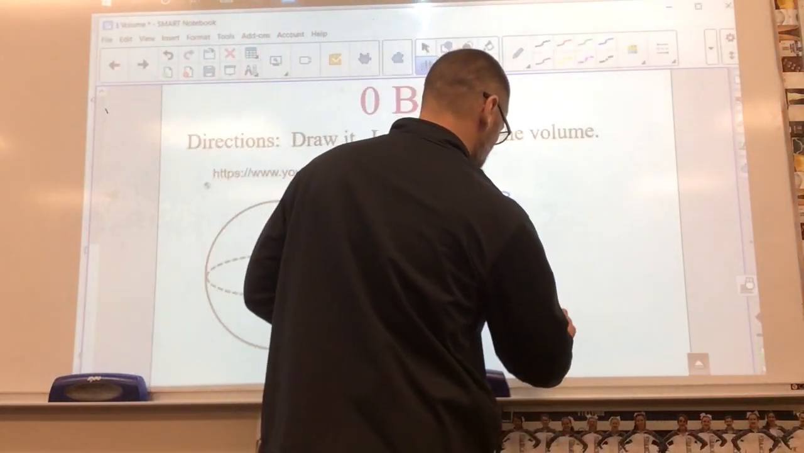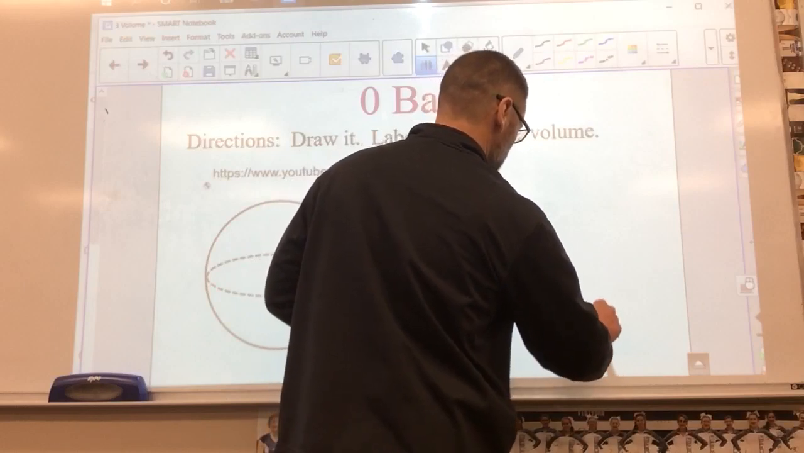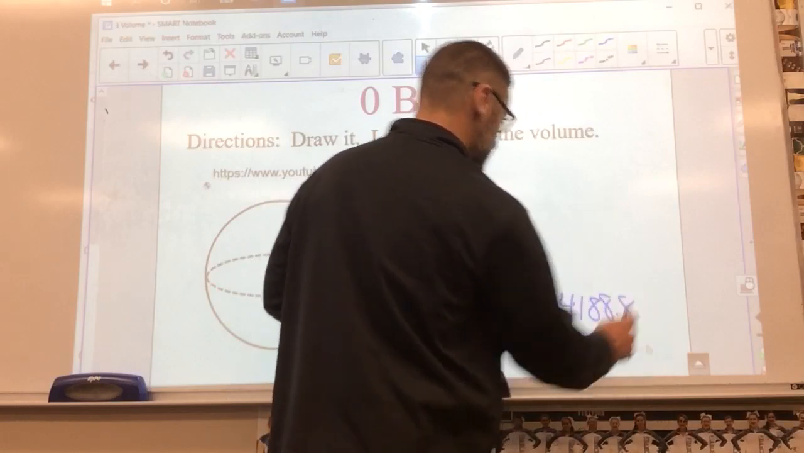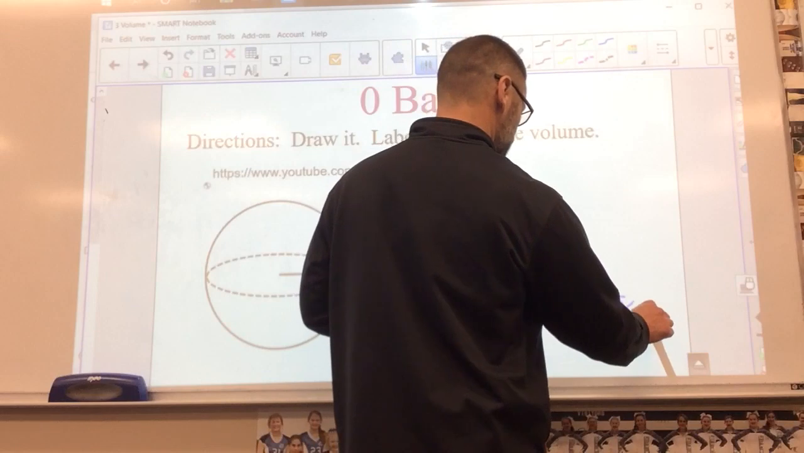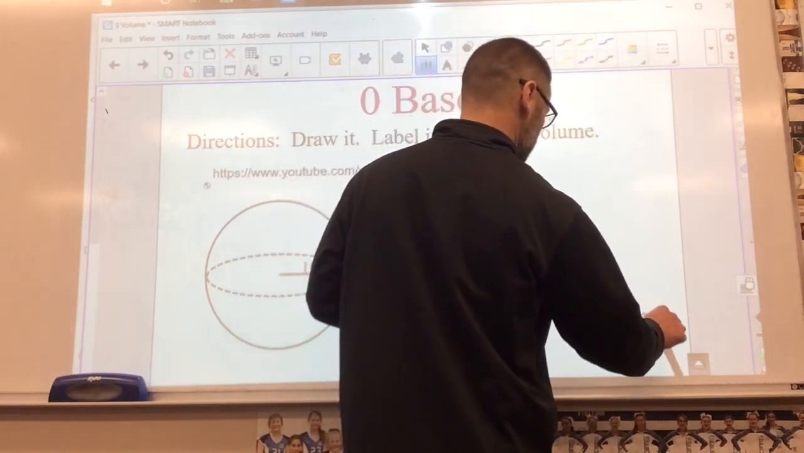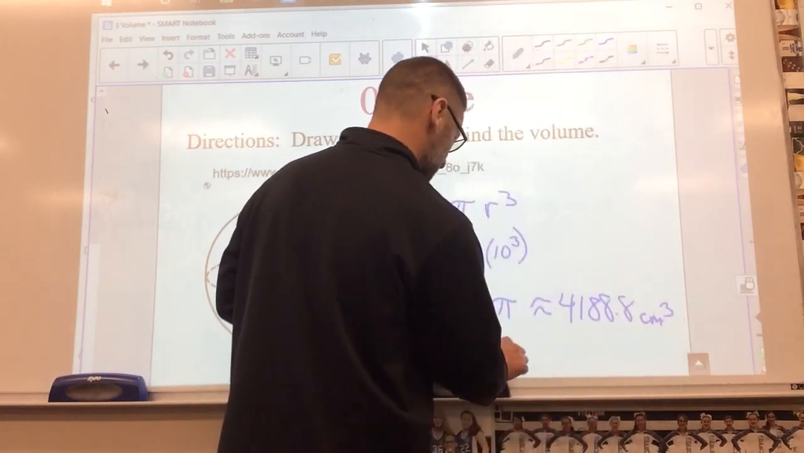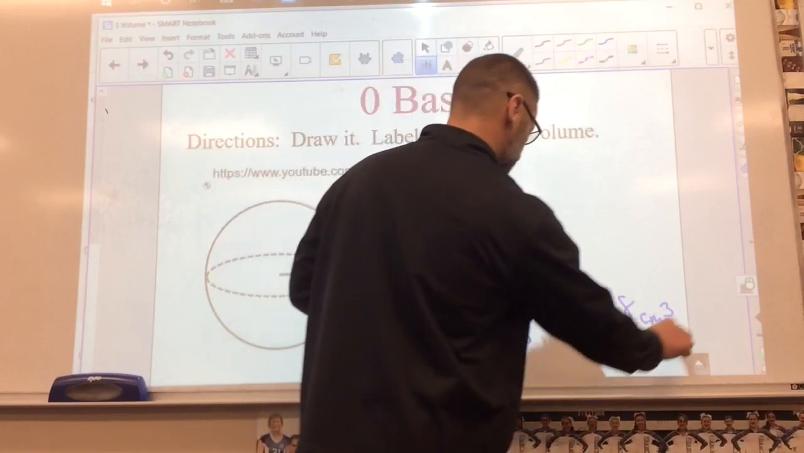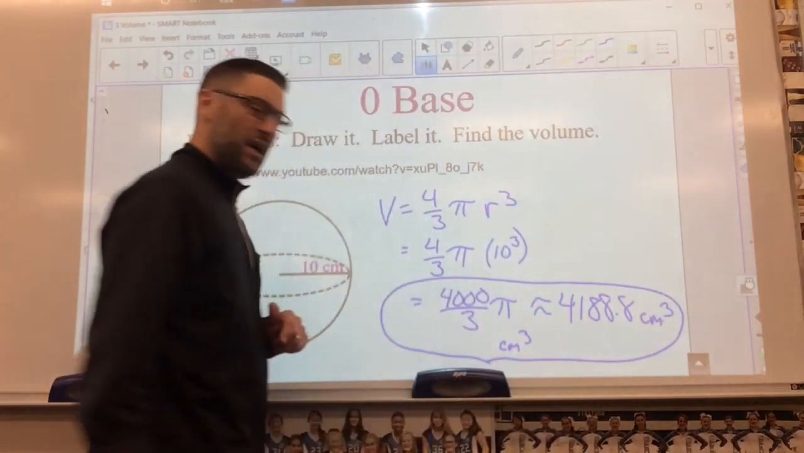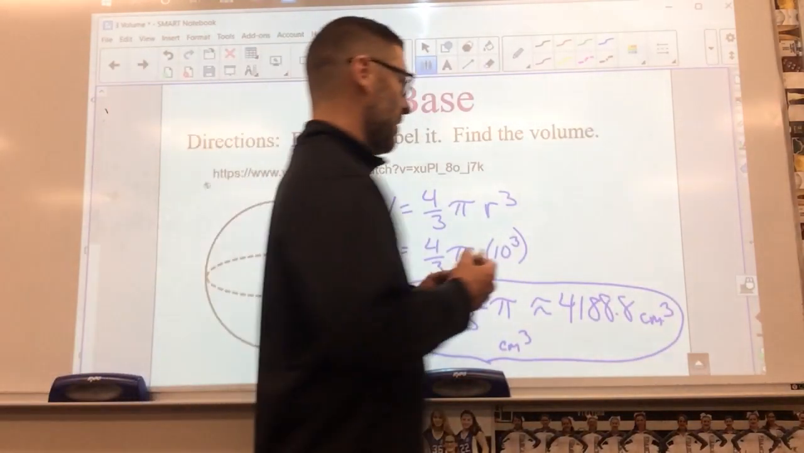And the decimal approximation is 4188.8, approximately. And this is in centimeters, so the label would be cubic centimeters. That would be cubic centimeters right there. Volume of a sphere, pretty easy.